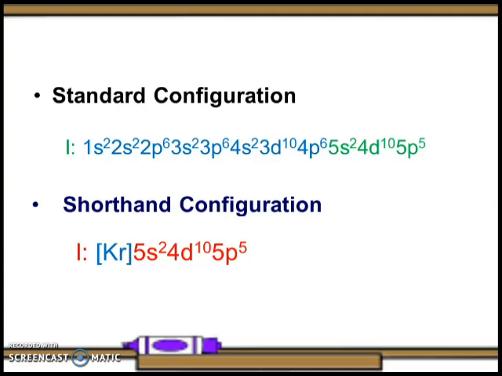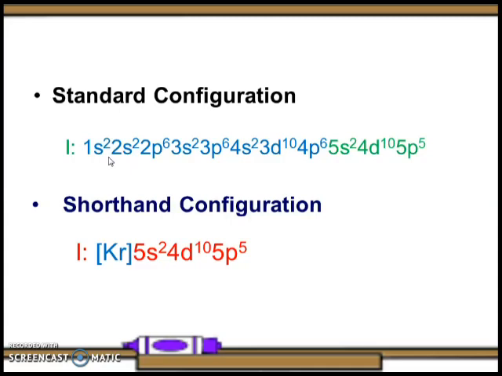To help you describe the appropriate notation for electron configuration, it is best to show you an example. For this example, we will use the iodine atom. There are 2 ways in which the electron configuration can be written. We have the longhand or the standard configuration, and we have the shorthand or the condensed configuration.